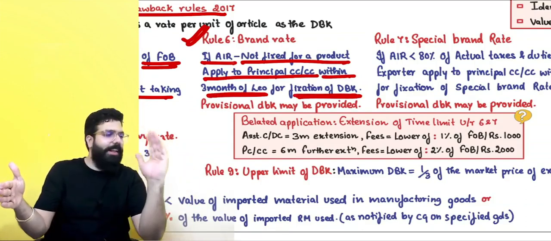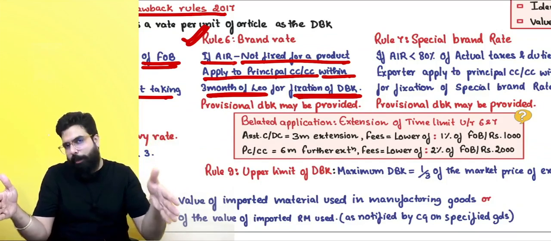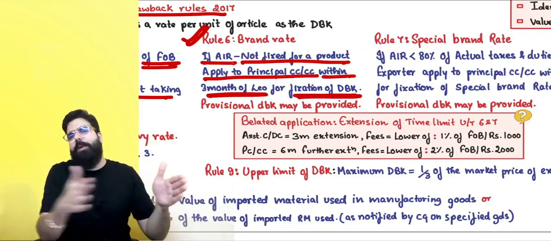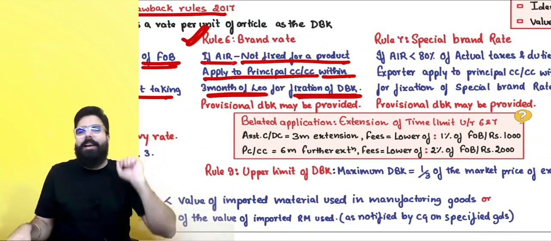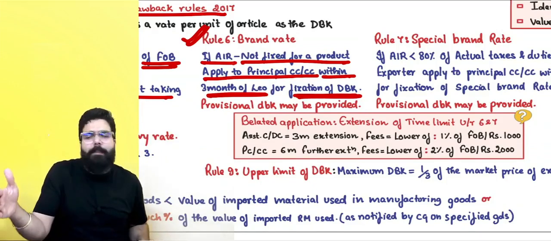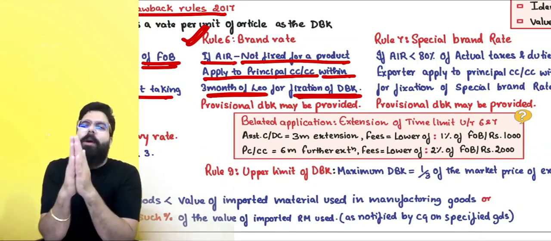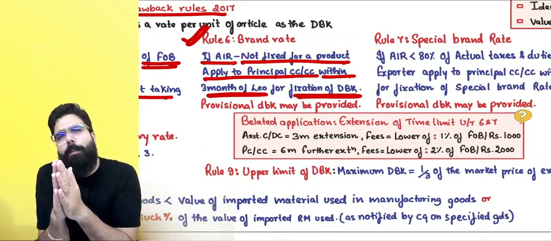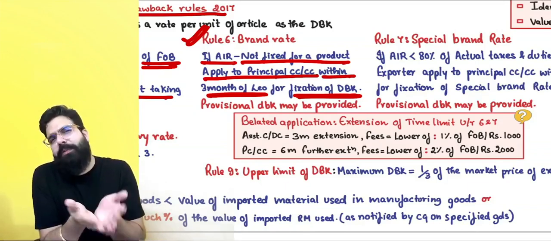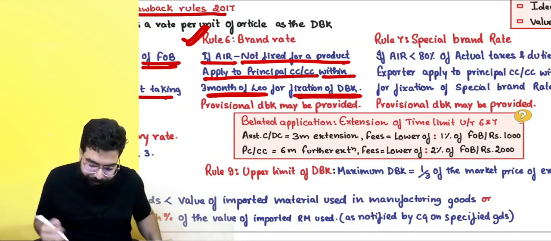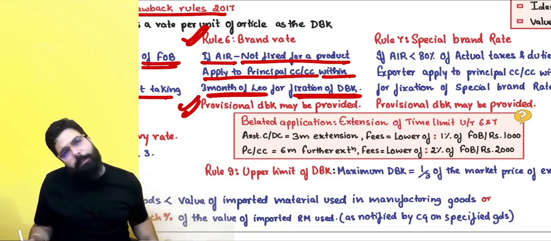Now, you applied, he will take time to fix how much duty drawback you will get. In between you might need working capital, and hence you can say, sir, I am applying for duty drawback, but please provisionally give me the duty drawback. On finalization, I'll pay the differential or you pay me the refund. Provisional duty drawback may be allowed.